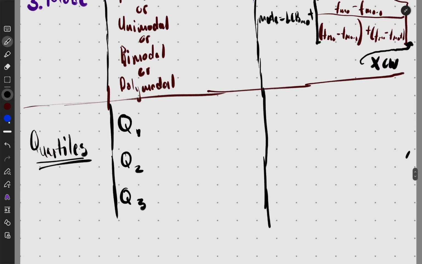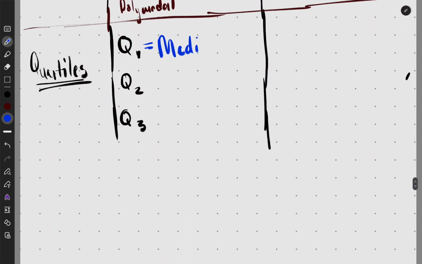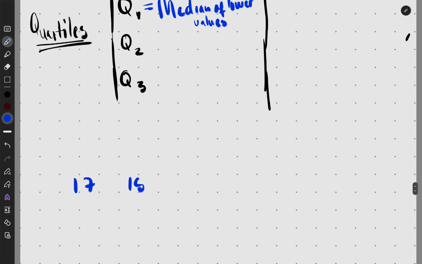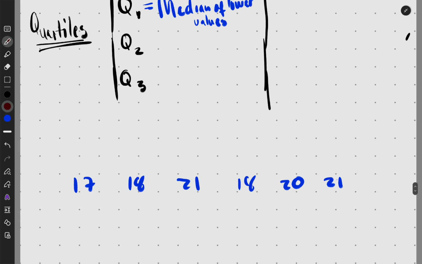Now you should know that quartile 1 is the lower quartile or the first quartile, and how you get it depends on whether you know how to do the median very well. The median is so important, because quartile 1 is just going to be the median of the lower values, which are all the values below the ones you use to find the median. So you should find the median first. Let's say I have 17, 18, 21, 18, 20 and 21. Then we want to find the lower quartile, so what you should be able to find first is the median.